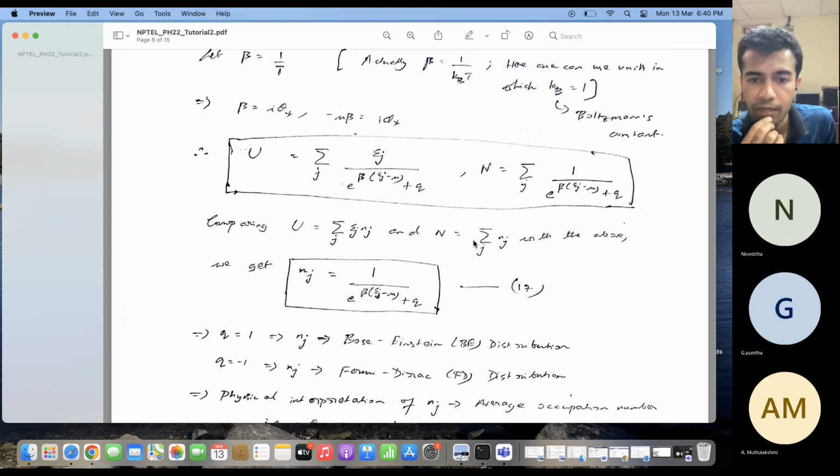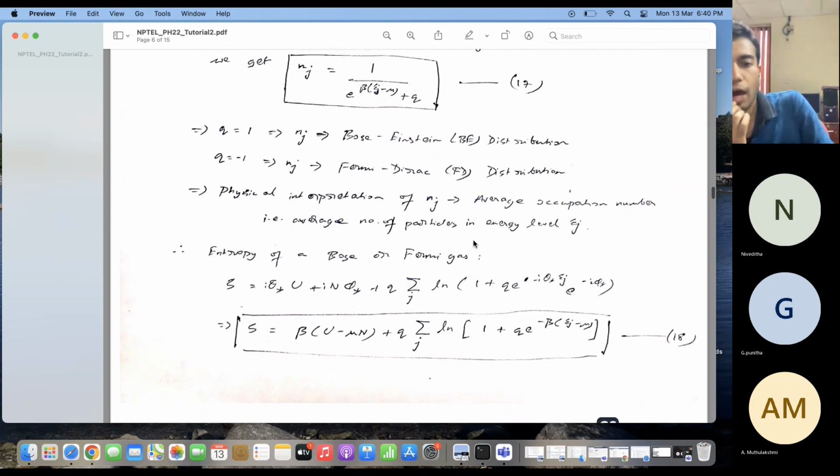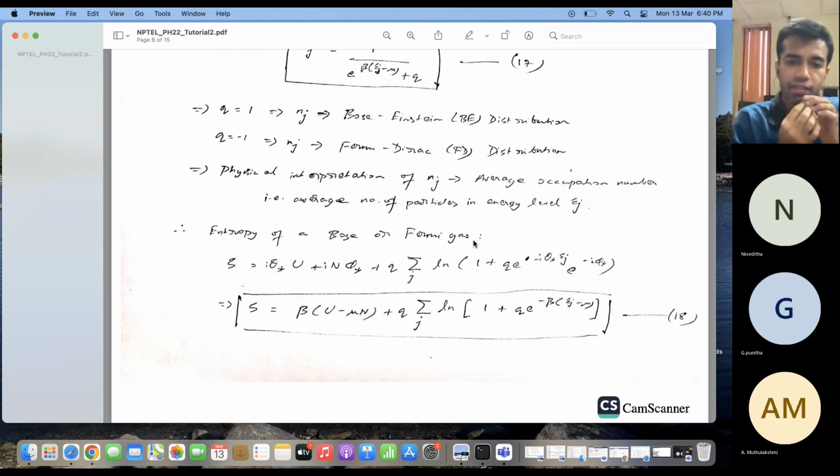Yes, the method of saddle point integration, and then how we get this distribution function. So this part is all clear, right? Yes, sir. Okay, so now we move on to calculating the entropy of a Bose or Fermi gas.